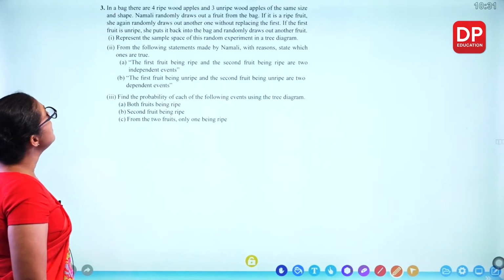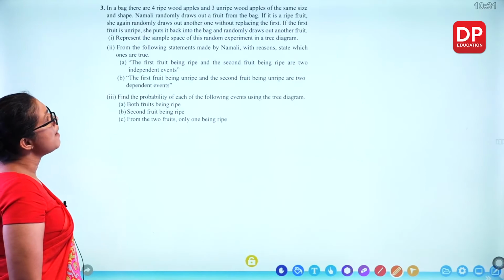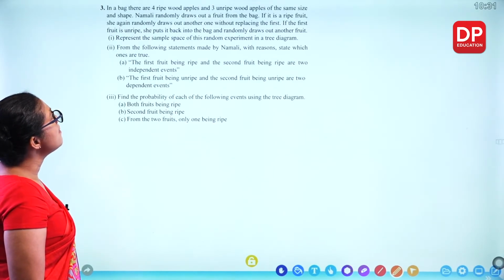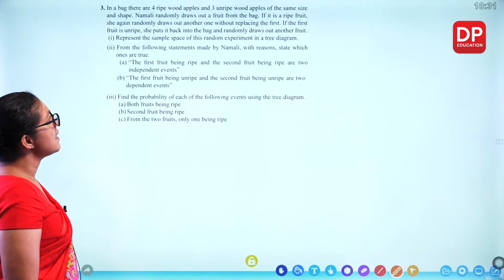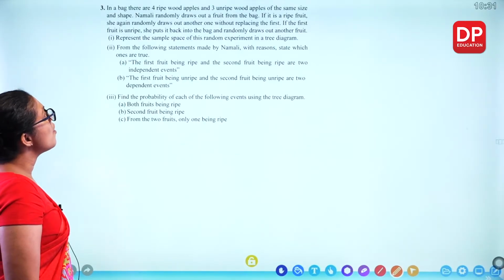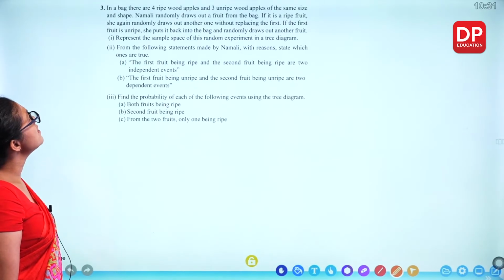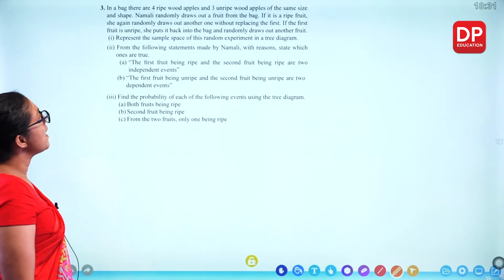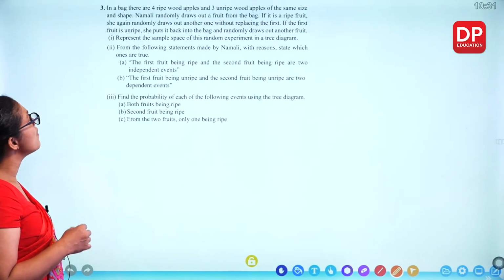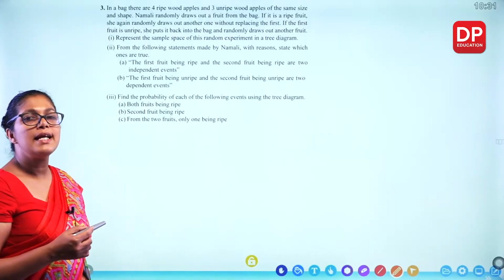Question number 3. In a bag, there are 4 ripe wood apples and 3 unripe wood apples of the same size and shape. Nimali randomly draws out a fruit from the bag. If it is a ripe fruit, she again randomly draws out another one without replacing the first. If the first fruit is unripe, she puts it back into the bag and randomly draws out another fruit. Represent the sample space of the random experiment in a tree diagram.